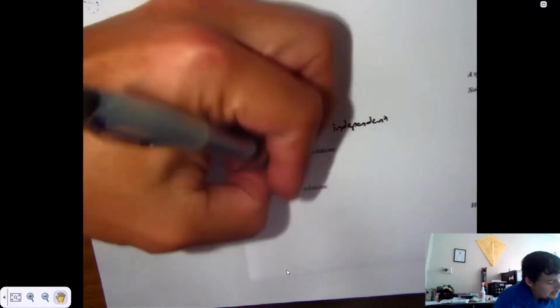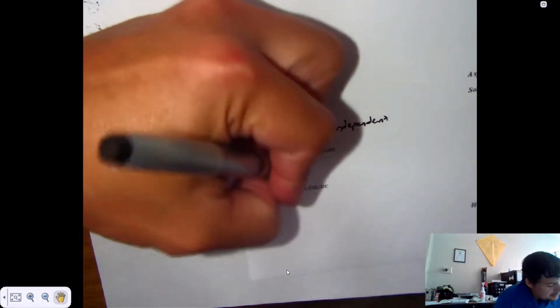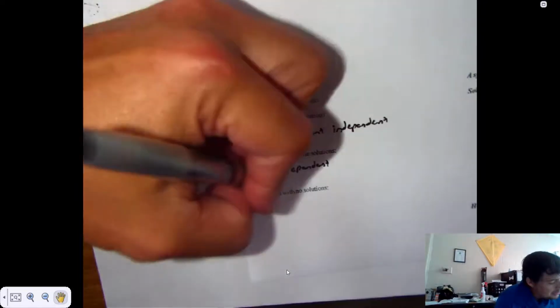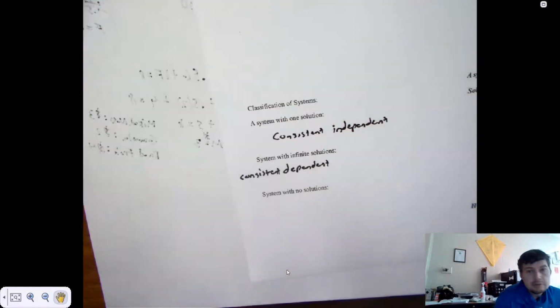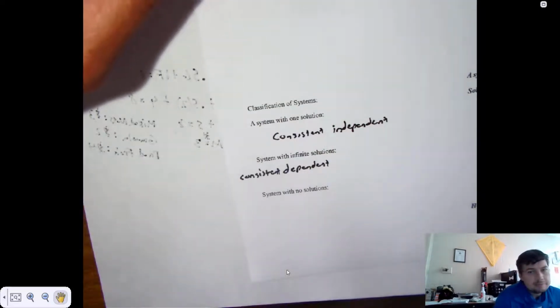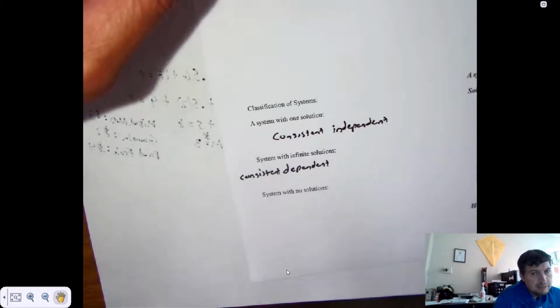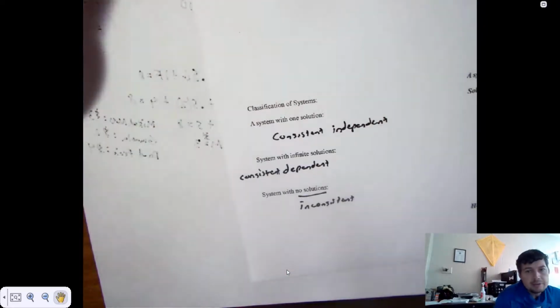If a system has infinite solutions, it is classified as a dependent system. And it's actually classified as consistent dependent. So consistent dependent. Now, a system that doesn't have any answers, the no solutions tells us we have inconsistent. It's an inconsistent system because there's no solutions.